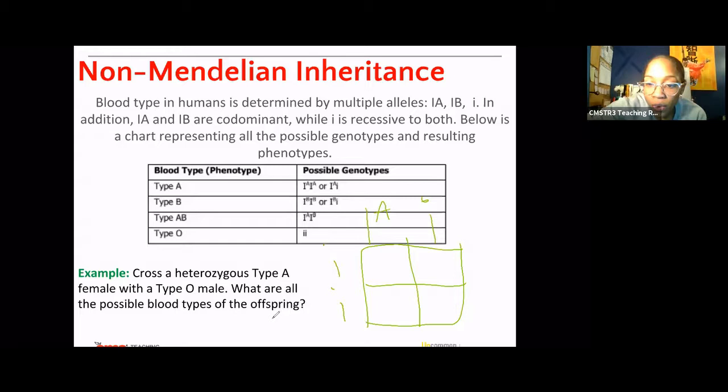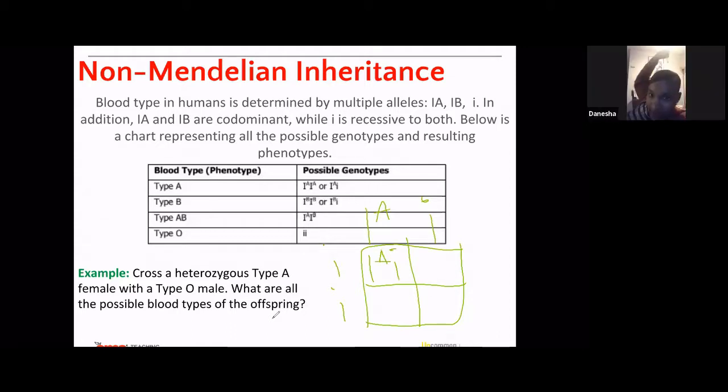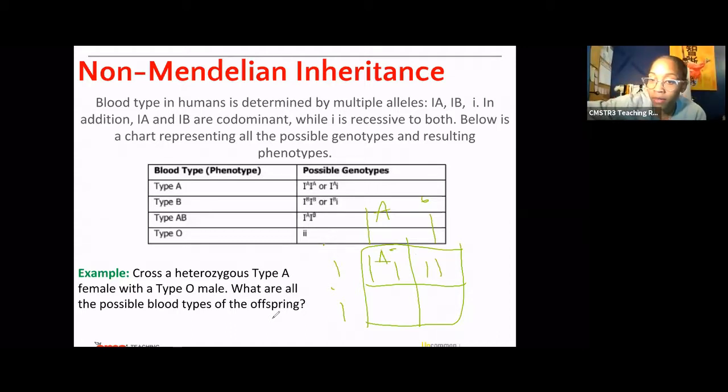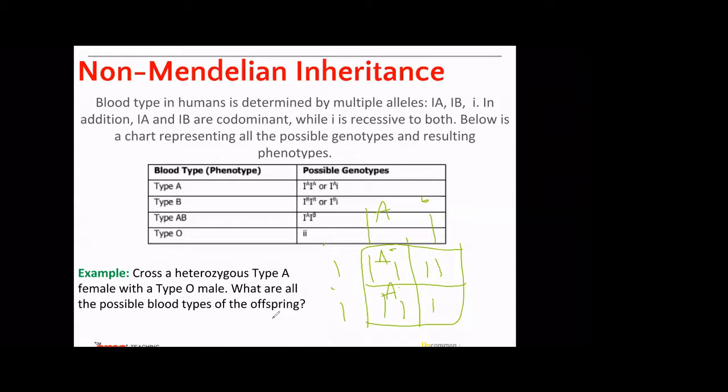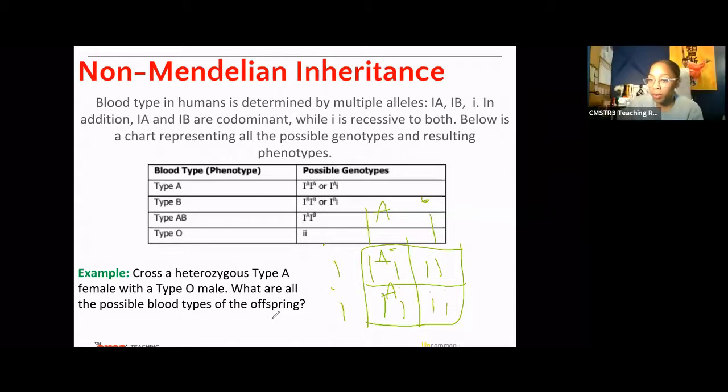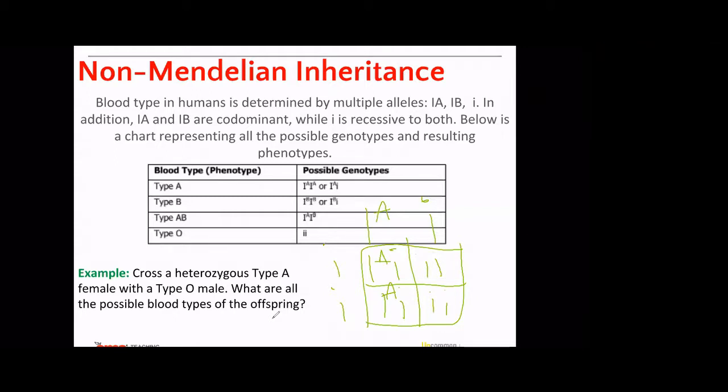So when I finish the square, what's the first baby's blood type? A. Type A. This baby is O. O. Y'all don't need me for this part. And A and O. A and O. 50% A, 50% O for these children. Cool? All right.